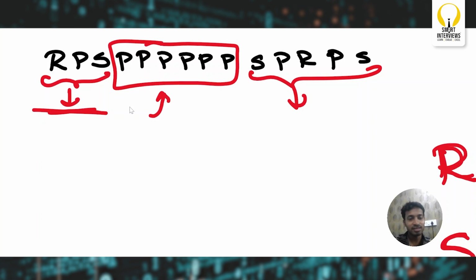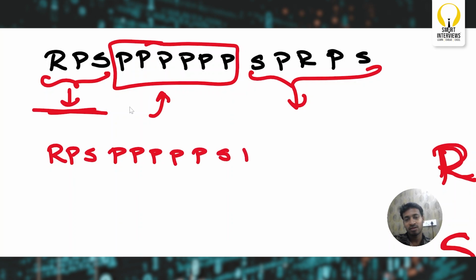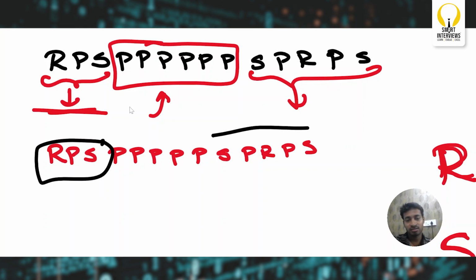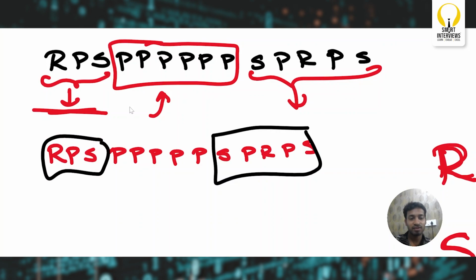Figure it out. Let me also give you one more example, which is RPS, PP, P, and let's say P and one more P, then SPRPS. If I'm going to choose this particular string, now in this, how many games are you going to win? What is the maximum number of games that you're going to win?